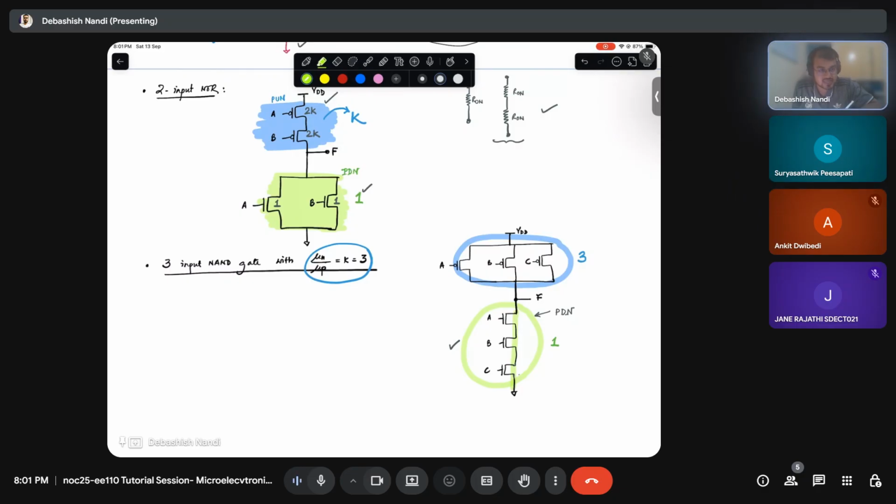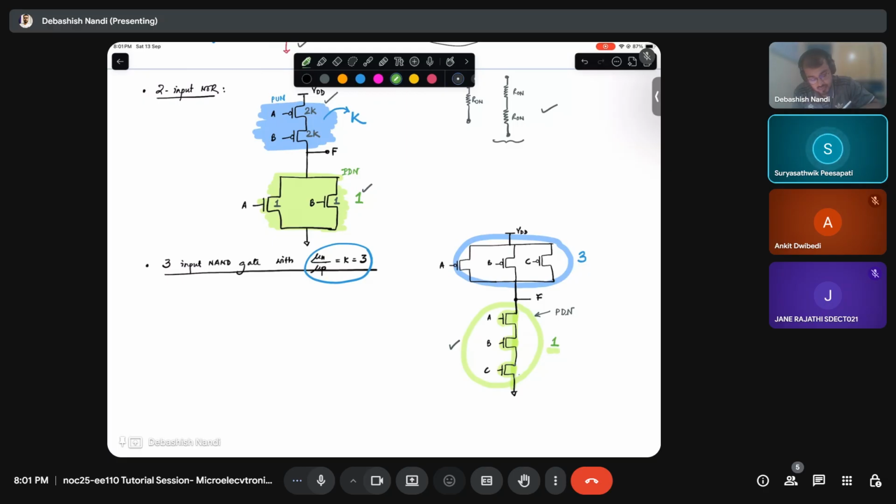So the worst case delay depends on the highest resistance in series, which will be when all of the transistors are on. When all three transistors are on, A, B, C equal to 1, 1, 1 is the worst case for the pull down network. So how should I size my A, B, C if my overall thing has to be 1?